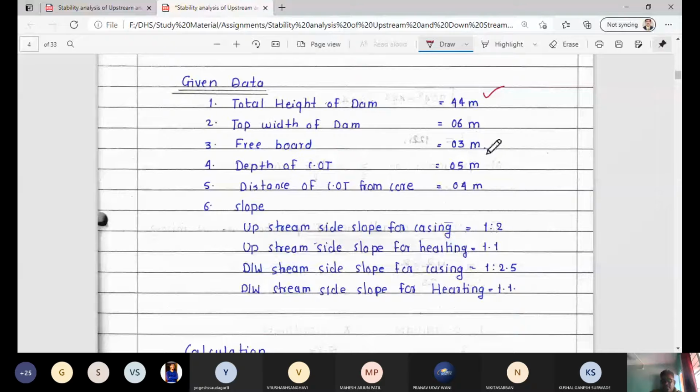Freeboard is given 3 meter. Depth of cutoff trench is given 5 meter. And distance of the COT, that is the cutoff trench, from the core is now 4 meter.